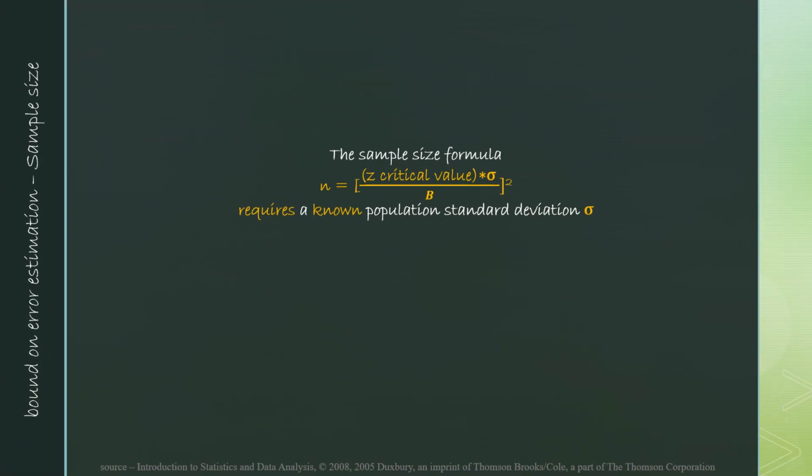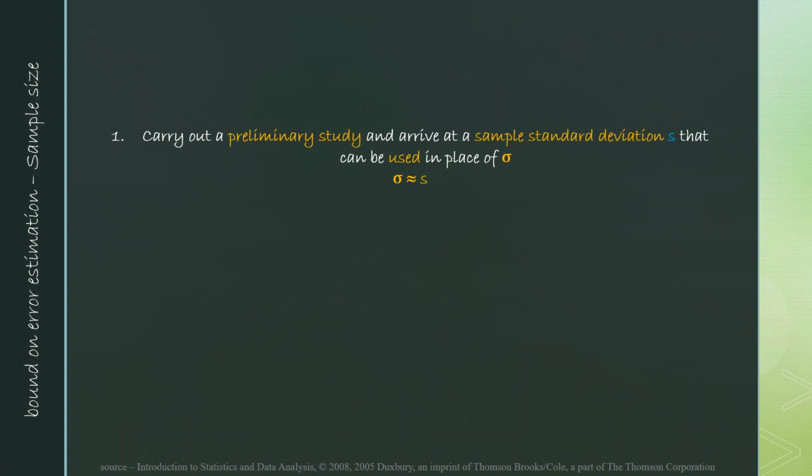The sample size formula n equals (z critical value multiplied by sigma divided by b) the whole squared, requires a known population standard deviation sigma. But sigma is not known in most cases, hence needs to be estimated in one way or another. One of the possible ways is to carry out a preliminary study and arrive at a sample standard deviation s that can be used in the place of sigma.